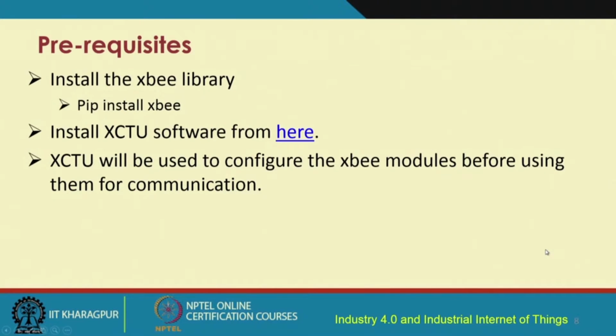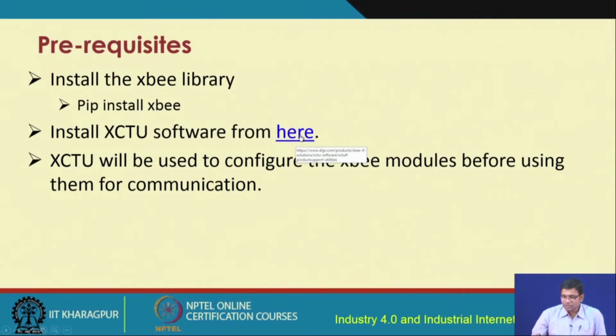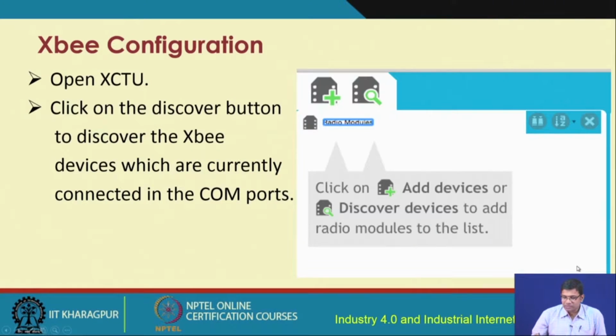So, these are the prerequisites. Initially you have to install the XBee library using the command pip install xbee, and then install the XCTU software from the link that is given. You can click on this link and you would be taken to the download and installation of XCTU, which is required to be installed even before you can do this configuration. XCTU will be used to configure the XBee modules before they can be used for communication, that means before the XBee sender and transmitter can be used.